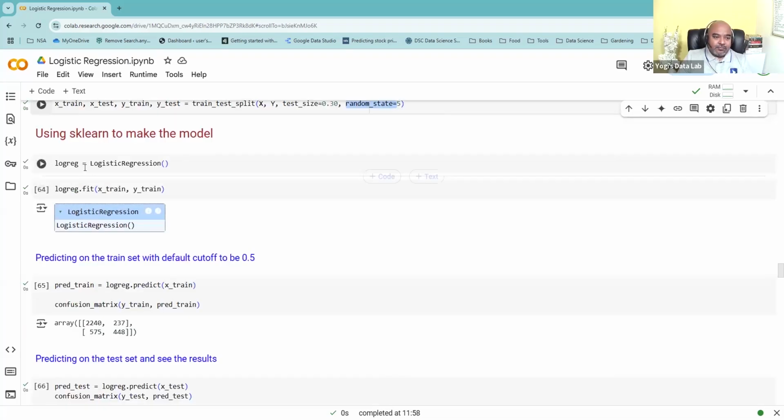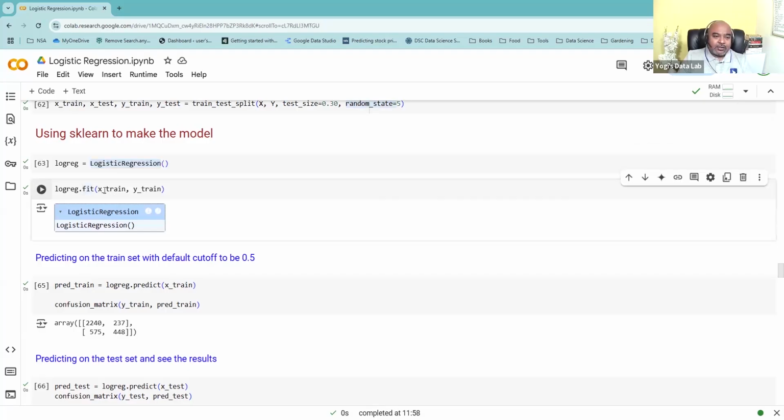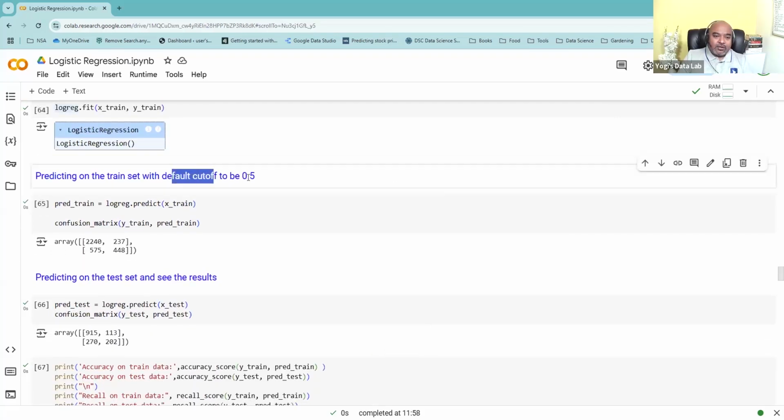Now I'm creating an object of logistic regression and I am fitting it on the train set. This is what I have to do for logistic regression. My model is done. Once this model is built, I'll use a default threshold or a default cutoff of 0.5. If you remember the sigmoid function, we have values at 0, we have values at 1, and we are going with the threshold of 0.5. Anything greater than or equal to 0.5 becomes a 1, anything less than that becomes a 0.